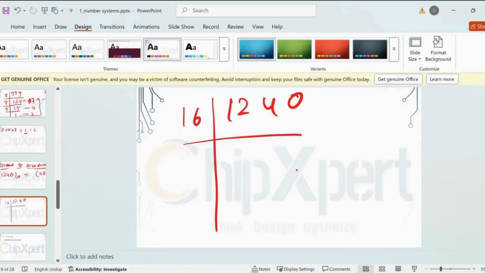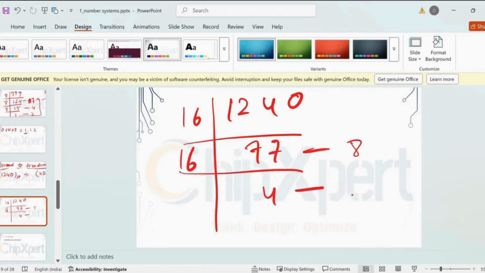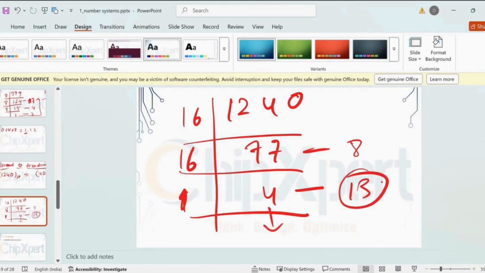77. And what was the remainder? 8. And again divide by 16. How many times will it go? 4 times. And the remainder? 13. So 4 and 13. If you want to represent 13 in hexadecimal, how are we going to do it? We represent it with the letter D. It can be a small letter or a capital letter; we can represent it with both. The next one is 8, which is represented as 8 only. So 4D8.